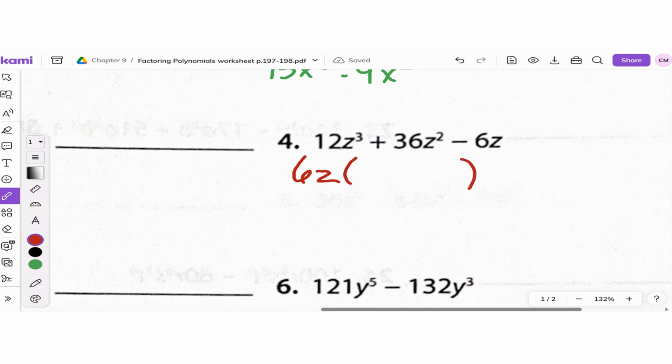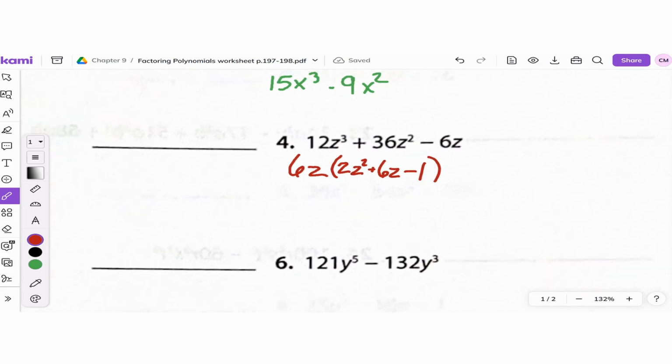So 12 divided by 6 gives me 2. Z to the third divided by z gives me just z squared. 36 divided by 6 gives me 6. Z squared divided by z is just z. And then 6 divided by 6 is 1, and z divided by z is also 1. So we just have 1. So this is our answer.